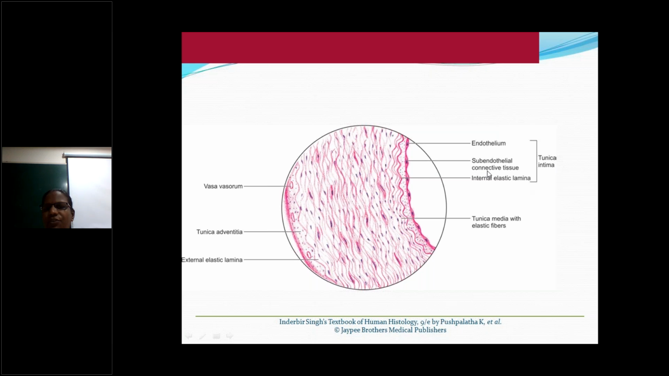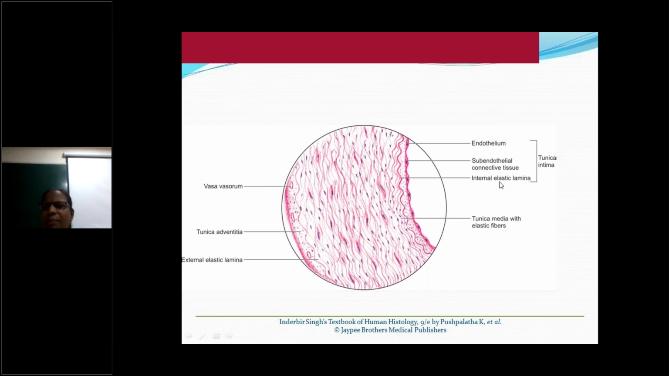Tunica intima has 3 layers: endothelium, which is lined by simple squamous epithelium; subendothelial connective tissue, which contains more number of collagen fibers. Below that, internal elastic lamina is present, which is made up of fenestrated elastic fibers. Fenestrated means small gaps must be seen between the elastic fibers, so we call it a fenestrated elastic fiber.